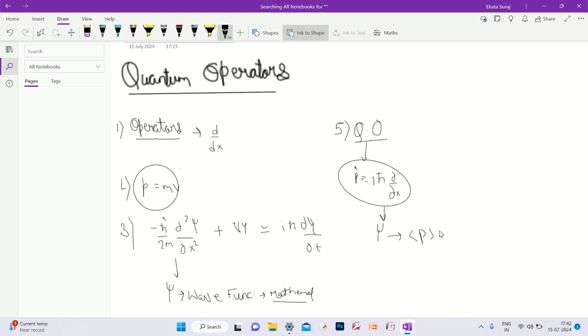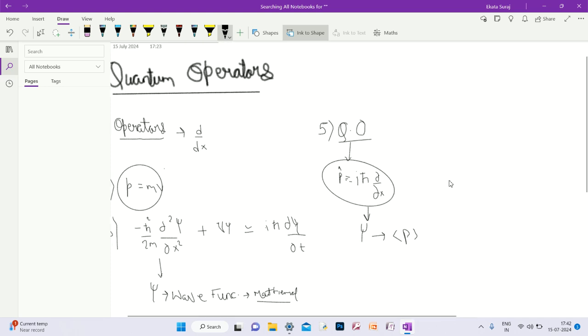And this is true for any other thing. Like, first of all, you want to know about the kinetic energy of the particle. What happens is that you just apply the kinetic energy operator to the wave function, and what you get is the idea about the kinetic energy of the particle. So here the concept of quantum operators arises.